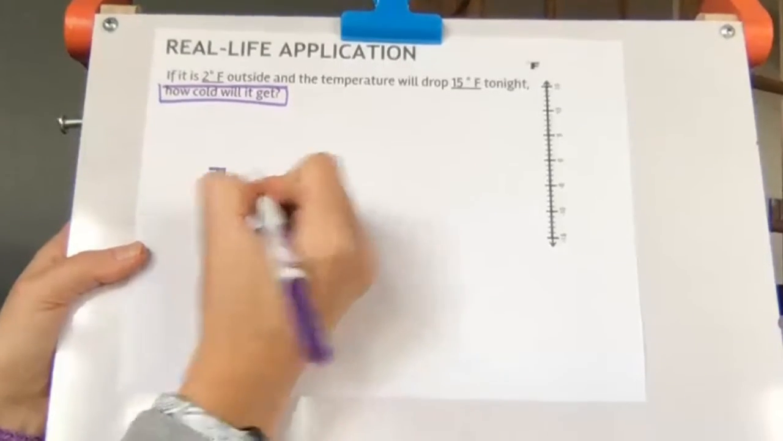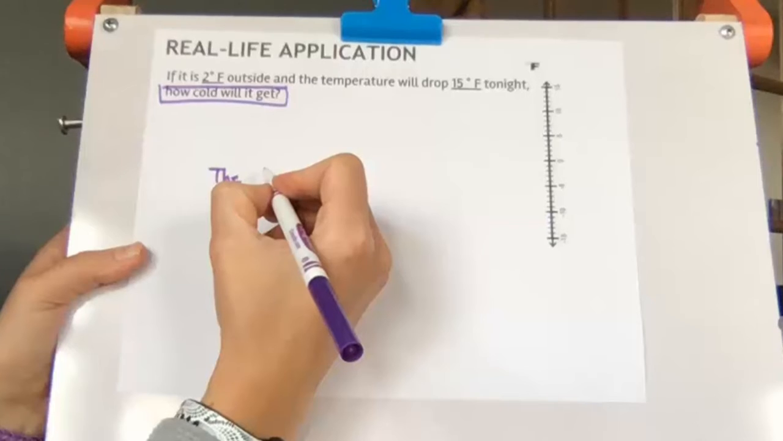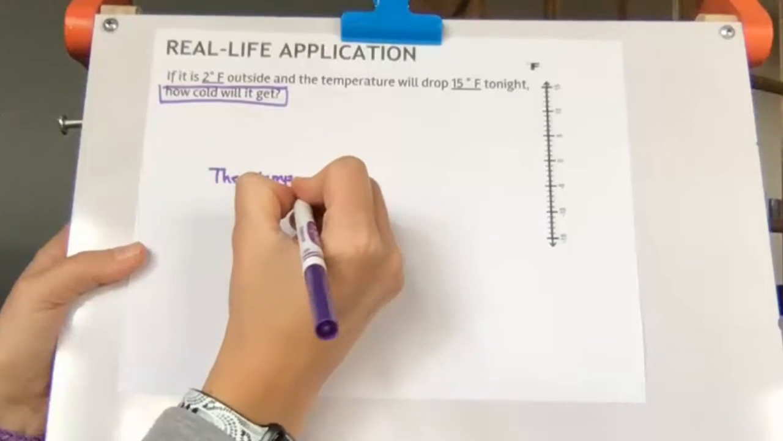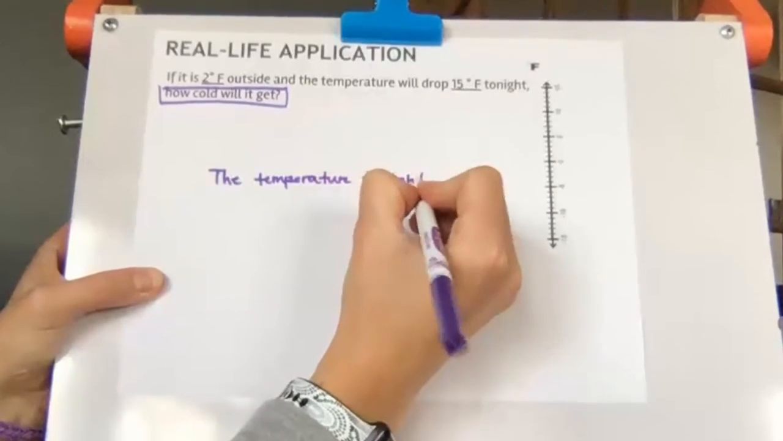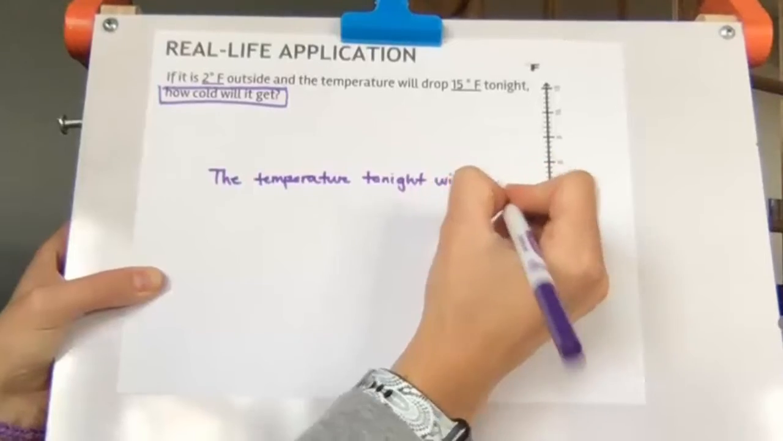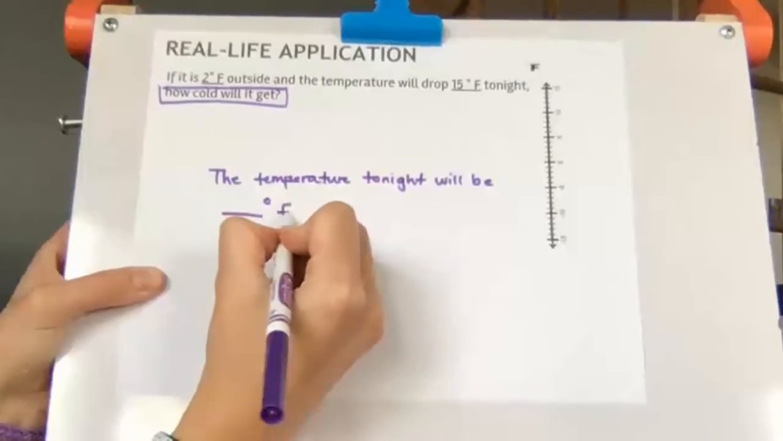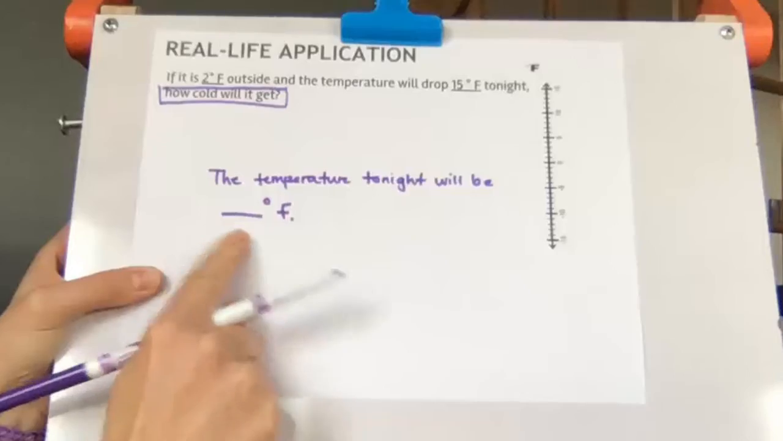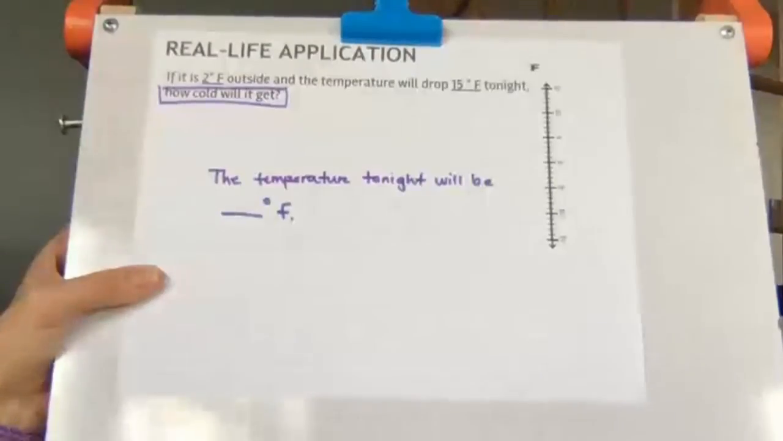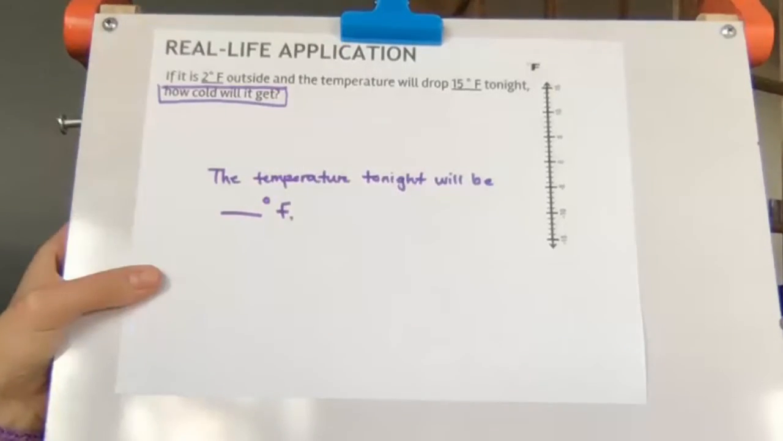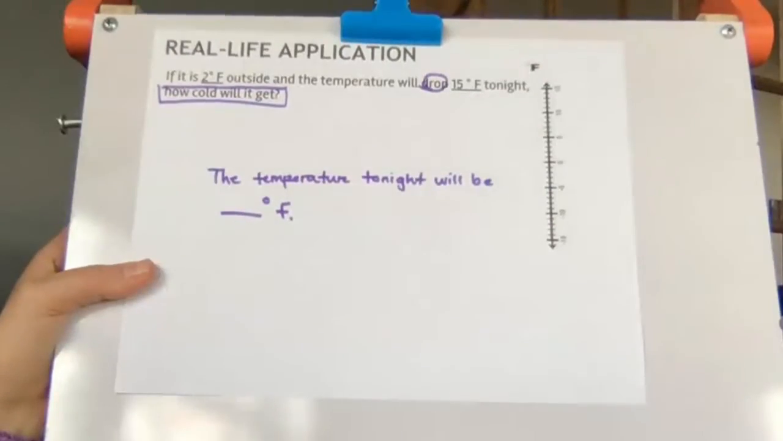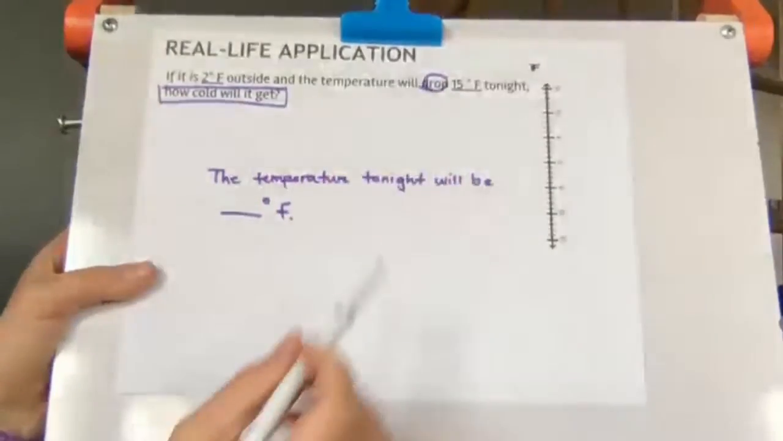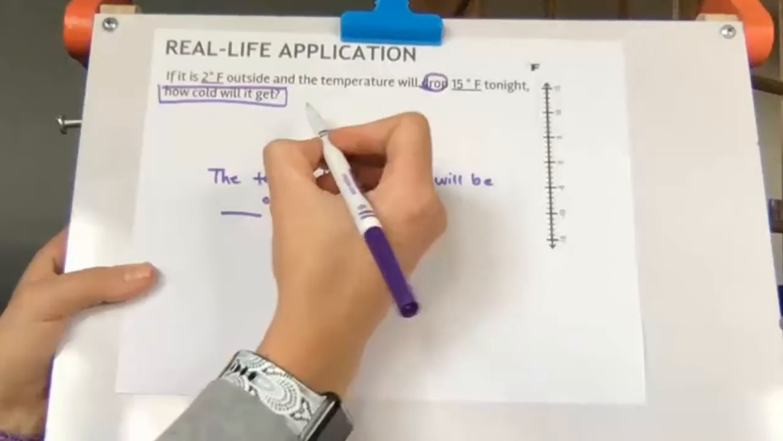So the temperature tonight will be blank degrees Fahrenheit. So the number that we solve for has to pertain to degrees. So we're going to be paying attention to the numbers in our problem that go with degrees. So if it is 2 degrees Fahrenheit outside and the temperature will drop, so subtract, right? That's a key operation word for subtract. 15 degrees tonight, how cold will it get?